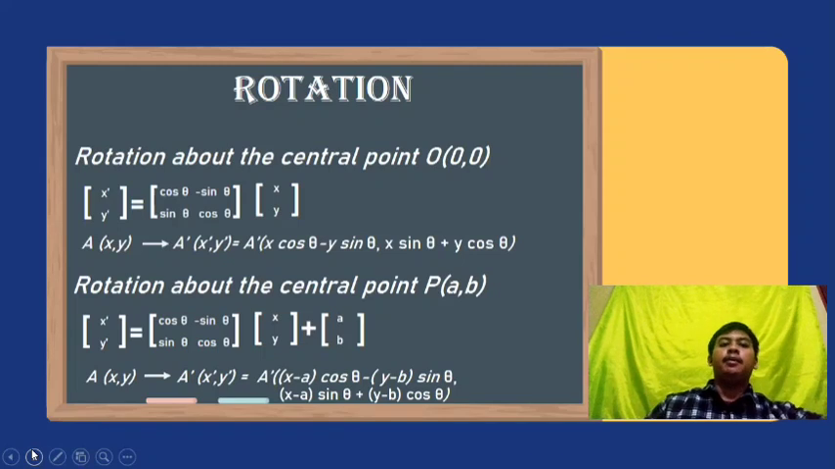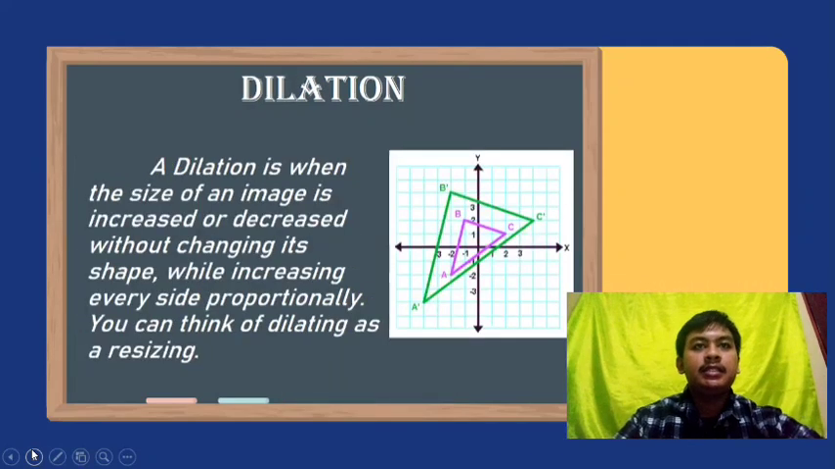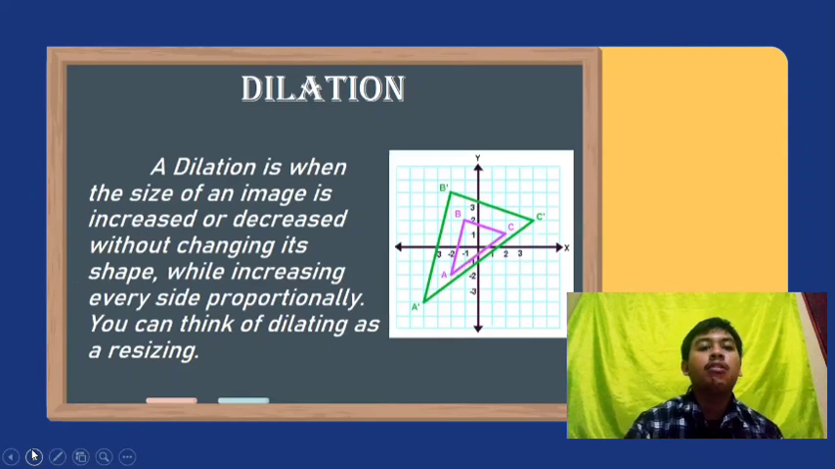And last, we go to dilation. The definition of dilation is: a dilation is when the size of an image is increased or decreased without changing its shape, while increasing every side proportionally. You can think of dilation as resizing, which will be a decrease or increase.